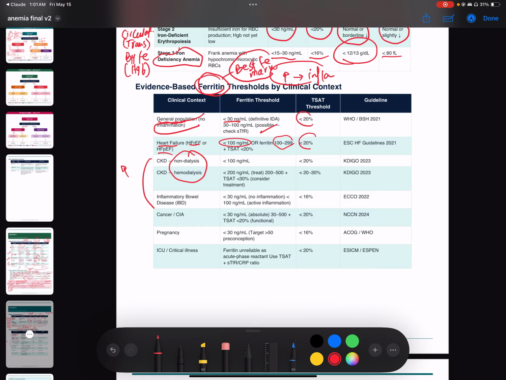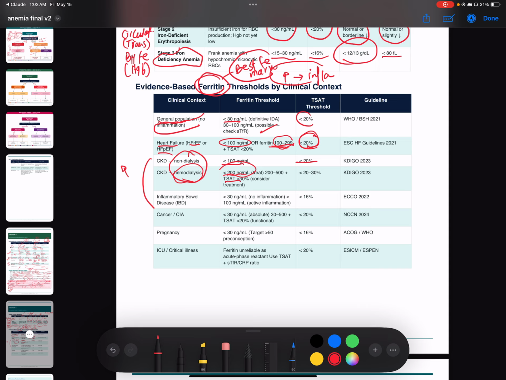So what you look for is the TSAT. Even if the ferritin is elevated, they can still have iron deficiency anemia, and you can diagnose that if the TSAT is below 20. The same concept applies with CKD, and also for the hemodialysis patient. But even in hemodialysis, they get some blood loss, so you have a higher threshold for iron deficiency anemia. So it will be ferritin below 200 plus TSAT below 30.